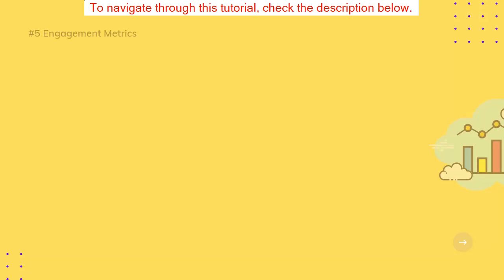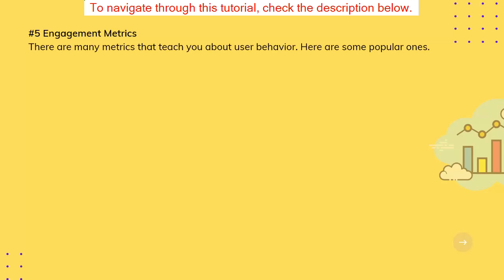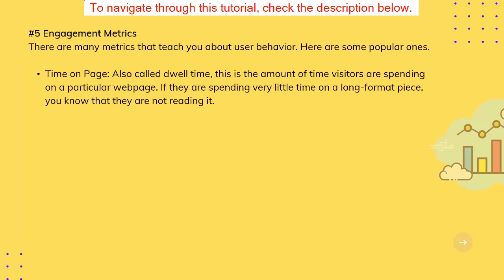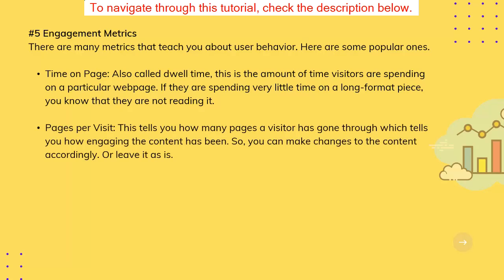Number 5. Engagement metrics. There are many metrics that teach you about user behavior. Here are some popular ones. Time on page, also called dwell time. This is the amount of time visitors are spending on a particular page. If they are spending very little time on a long format piece, you know that they are not reading it. Pages per visit. This tells you how many pages a visitor has gone through, which tells you how engaging the content has been. So you can make changes to the content accordingly, or leave it as is.